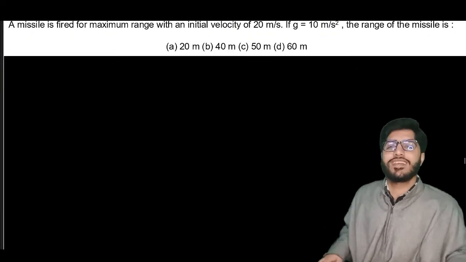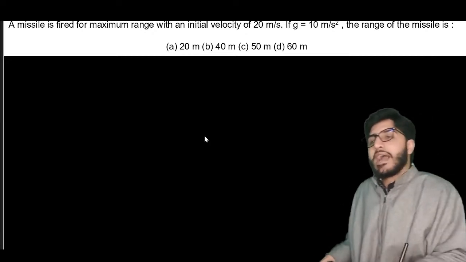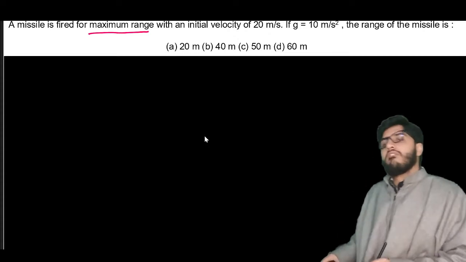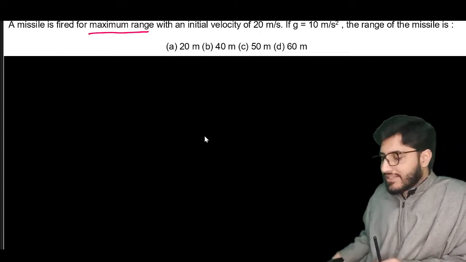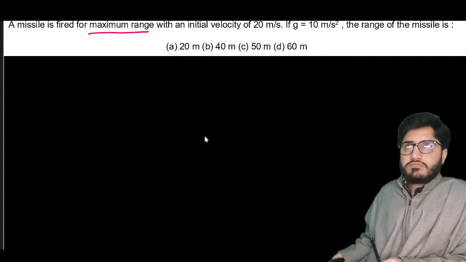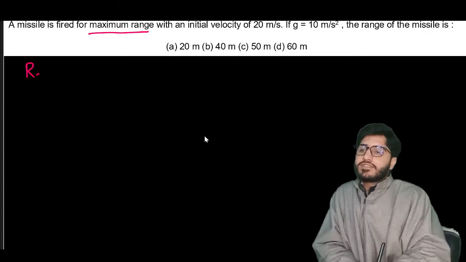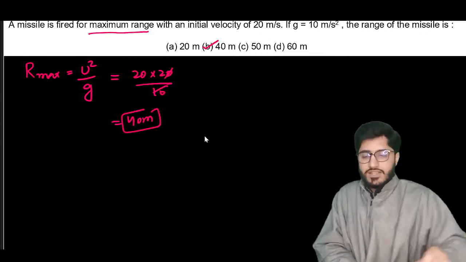Now the missile question is coming. A missile is fired for maximum range with an initial velocity of 20 meters per second. If the acceleration due to gravity g is 10, the range of the missile is maximum range. What is R max? U square by g. So 20 into 20 by 10, that is 40 meters.